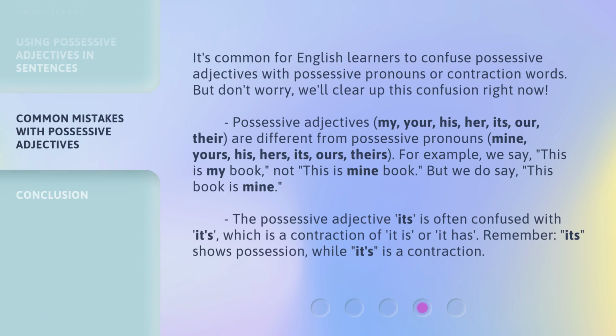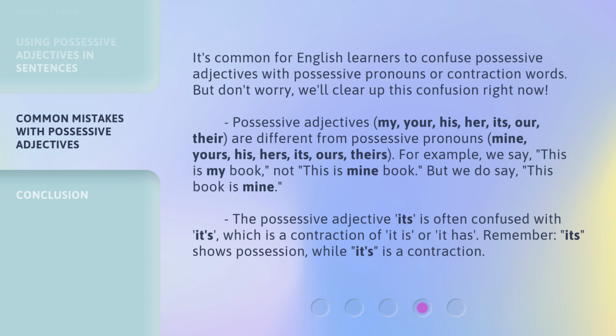It's common for English learners to confuse possessive adjectives with possessive pronouns or contraction words. But don't worry, we'll clear up this confusion right now. Possessive adjectives, my, your, his, her, its, our, their, are different from possessive pronouns, mine, yours, his, hers, its, ours, theirs. For example, we say, this is my book, not, this is mine book. But we do say, this book is mine.